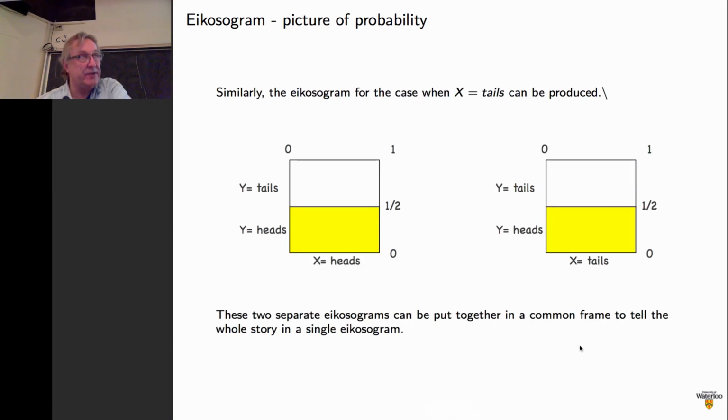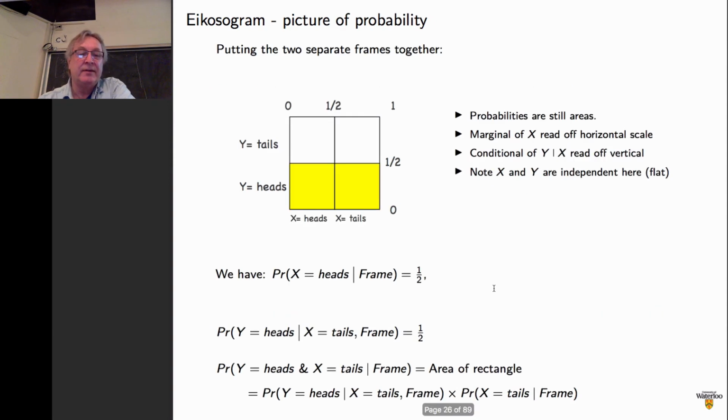I have 2 of these. I have one for when x is heads, so when the first coin was heads, and one for when the first coin was tails. They each have their own little frame and their own probability associated with it. I want to put them together. To put them together, I need to know what's the probability of x being heads, what's the probability of x being tails. Those are both going to be a half. So putting together, I can have this eikosogram.